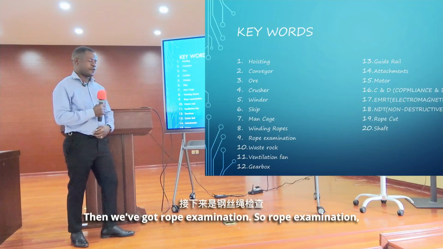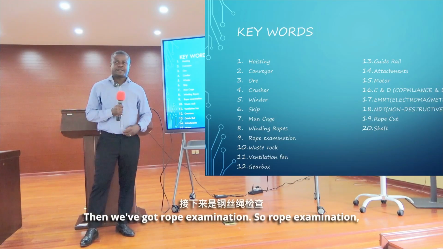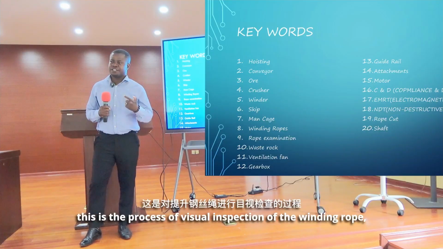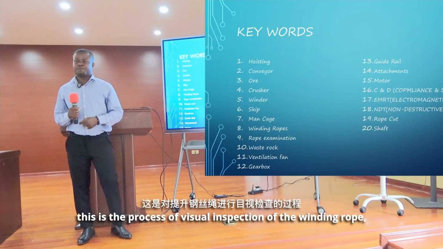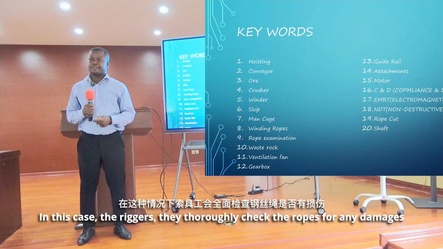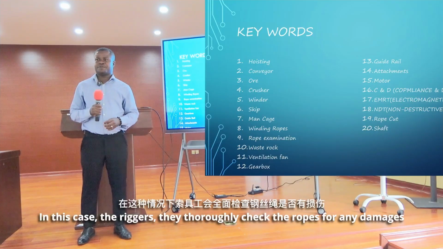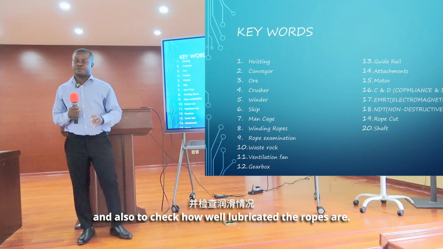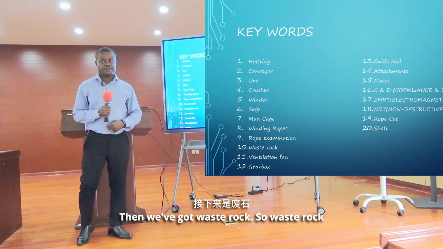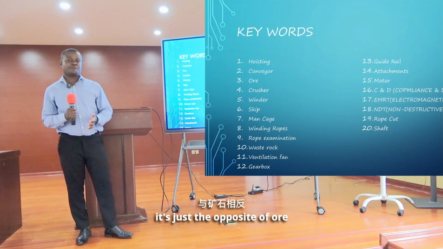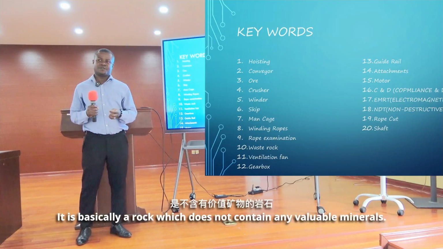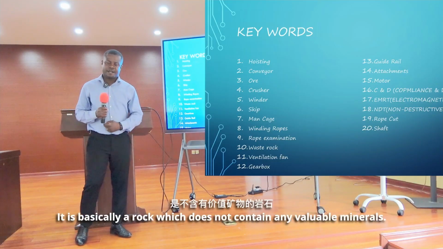Then we've got rope examination. Rope examination is the process of visual inspection of the winding rope, which is done by competent people, in this case the riggers. They thoroughly check the ropes for any damage and also check how well lubricated the ropes are. Then we've got waste rock. Waste rock is just the opposite of ore. It is basically a rock which does not contain any valuable minerals.